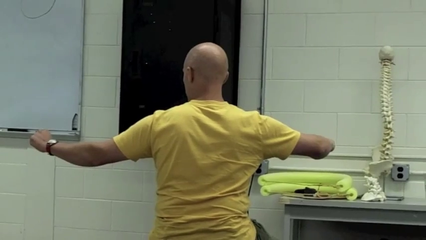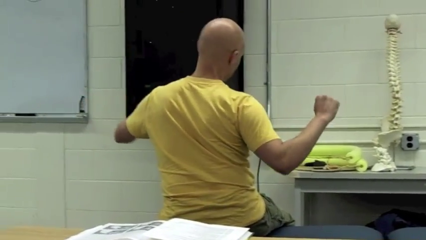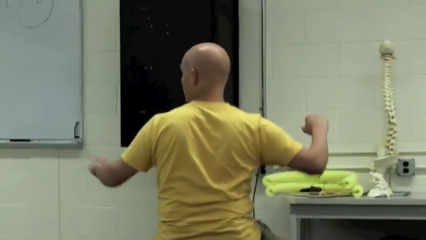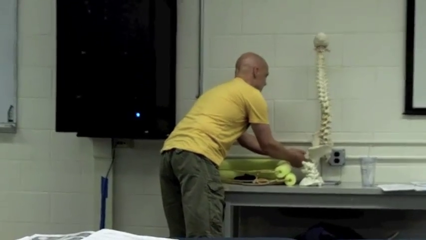Right. And arthrokinematically, which facet can't do what? The right side is open and can't close. Because it's stuck open. There you go. And that's why it's rotating to the left.